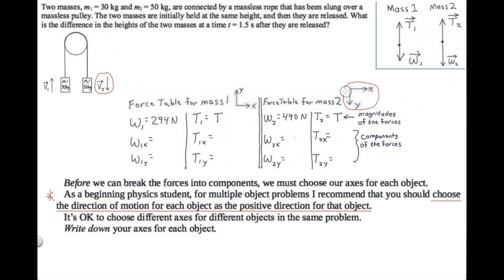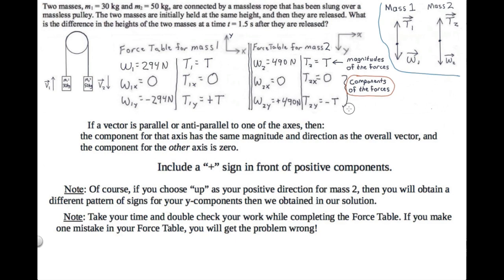So, for mass 2, we choose a positive y-axis that points down. It's okay to choose different axes for different objects. Now, some professors might prefer to choose up as the positive y direction for mass 2, but in my opinion, that would be an inferior approach for most beginning physics students. Always write down your axes for each object. Now that we've chosen our axes, we're ready to break the forces into components.